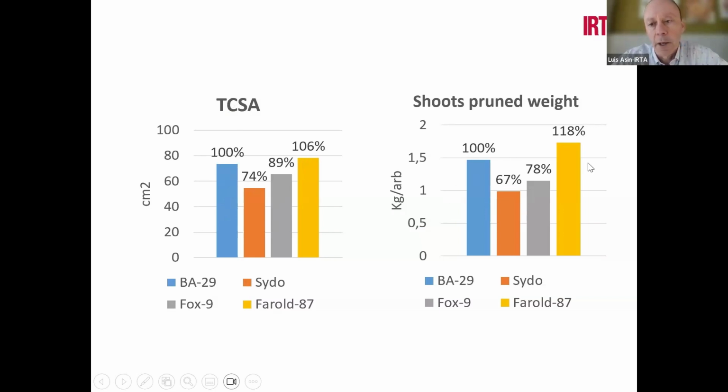But if we are expressing this vigor as shoots unit weight at winter time, you can see that there is an important difference, especially with Cido and Fox 9. There is an important reduction in comparison with BH29 and Farrow. It seems that in these trees the final canopy at the end of the season is quite a bit lower, smaller in comparison with BH29 and Farrow.